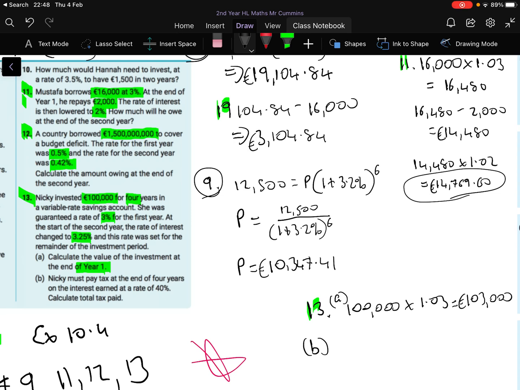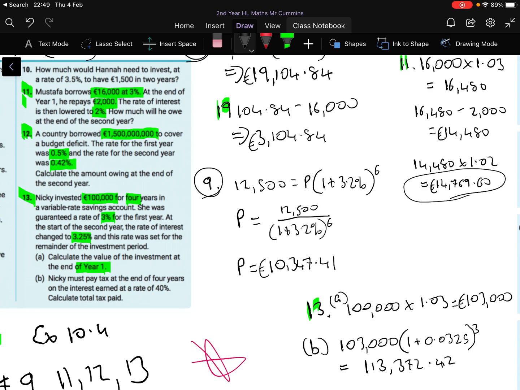So we put it into the formula. We have 103,000 is what we're starting off with. That's going to be our premium. And then we're going to have 1 plus 0.0325, so 3.25%. And that is going to be for 3 years. So if I put that into a calculator, that is going to work out at 113,372 euros and 42 cents.